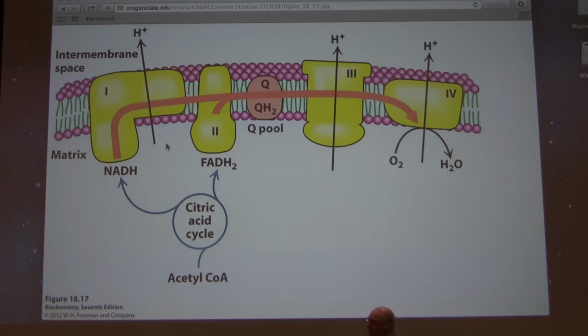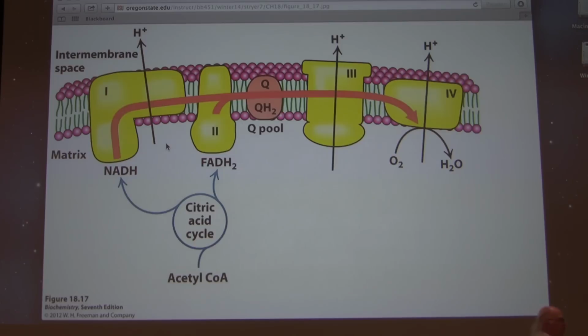FADH2 does not enter at complex 1. It enters at something called complex 2. And complex 2, same thing happens. Electrons come in here, but you'll notice no pumping of protons in complex 2. No pumping of protons in complex 2. This tells us that if electrons come from FADH2, they're not going to charge the battery as much as electrons coming from complex 1, because that's what we're doing. We're charging a battery. By increasing the number of protons, we're increasing the voltage potential across the membrane there.